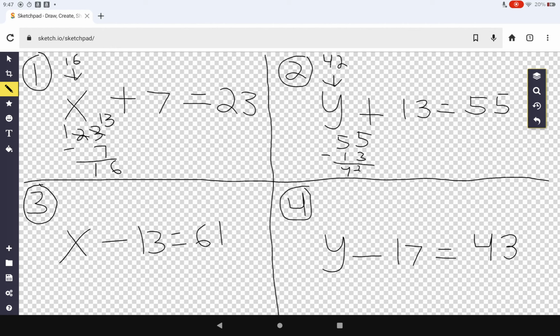All right, these last two are subtraction, which is different, but it's basically the same thing. You have to use the inverse operation, but you have to use addition this time. So what you'd have to do is 61 plus 13, which is 74. So x would be 74.